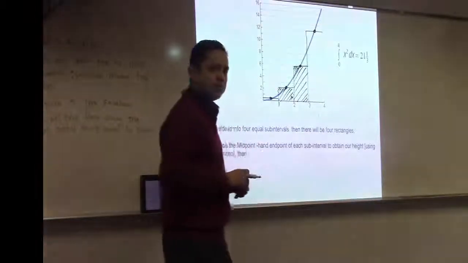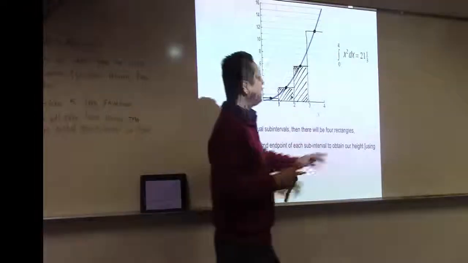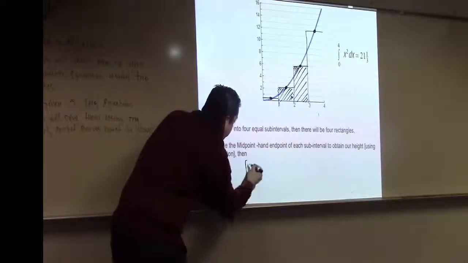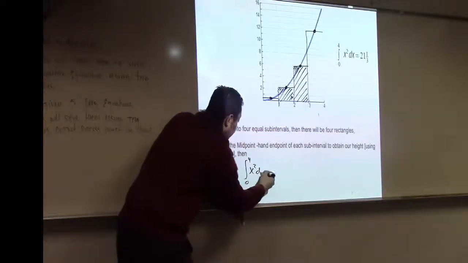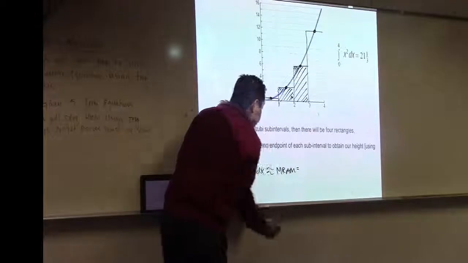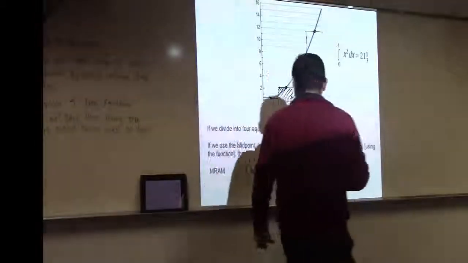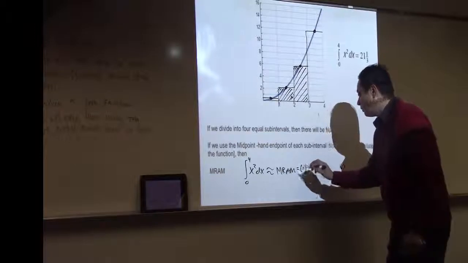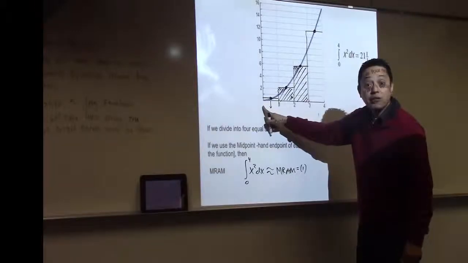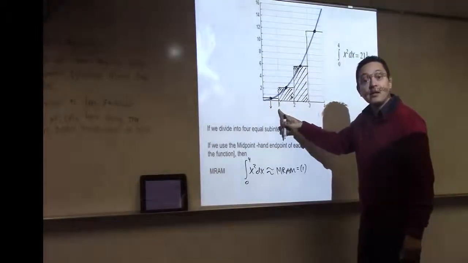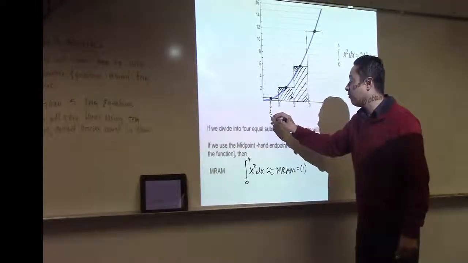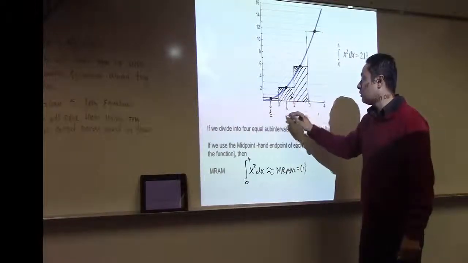All right, so we're going to compute these and see how close we come up with to the 21 1/3, right? So a little bit faster now. The integral from 0 to 4 of x squared dx is approximately, using MRAM, equals. Now the width, we already know it's a 1 for all of them. But what is the height right here? Well, it's not f of 0 like for the left, and it's not f of 1 for the right. So we need values right there in the middle between the 0 and the 1, and that is a half.